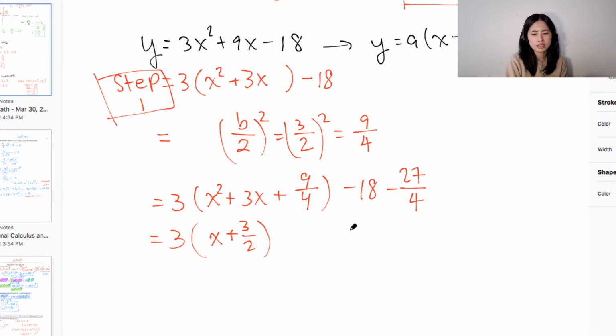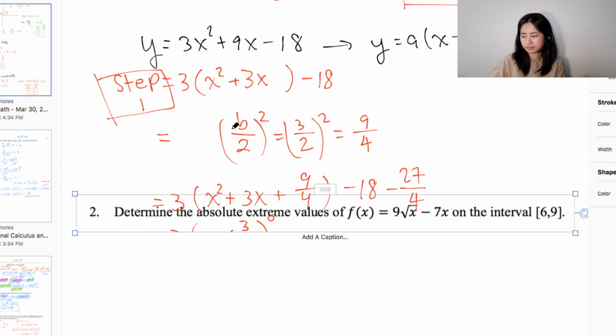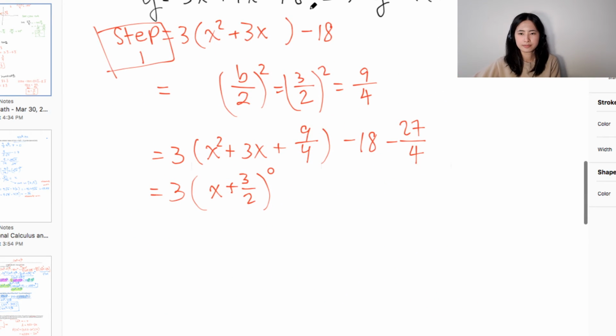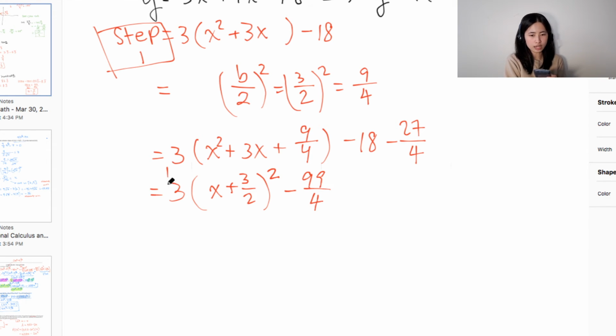So you're going to square that, and then as a result, you're going to take negative 18 minus 27 over 4. So when you combine negative 18 minus 27 over 4, you're going to get negative 99 over 4. And your vertex form is actually this. And that's it. So that's how you're going to solve this question.